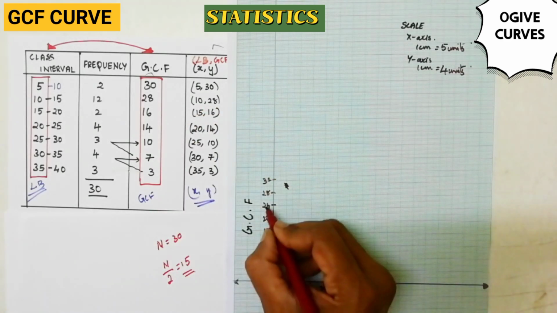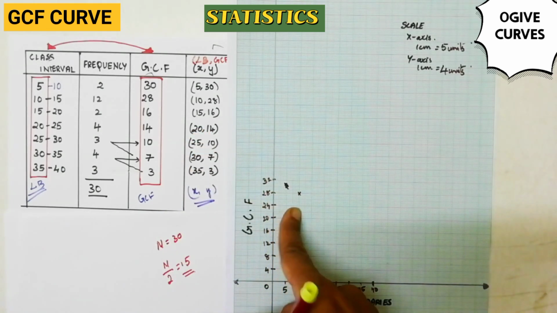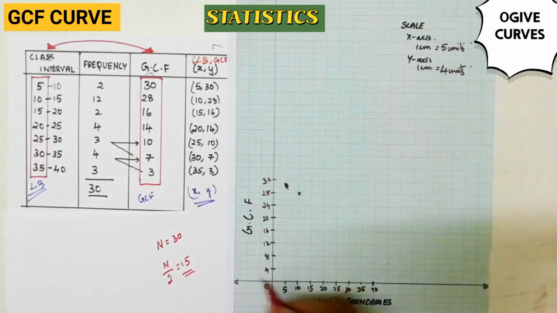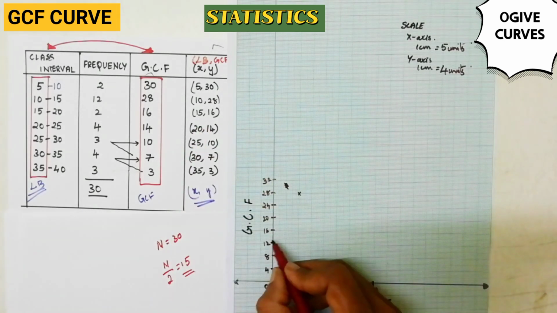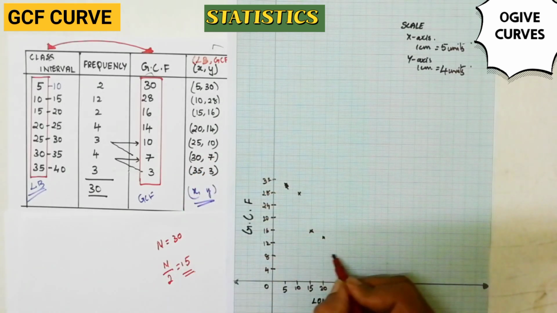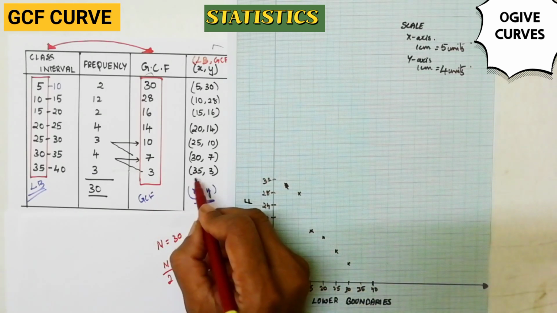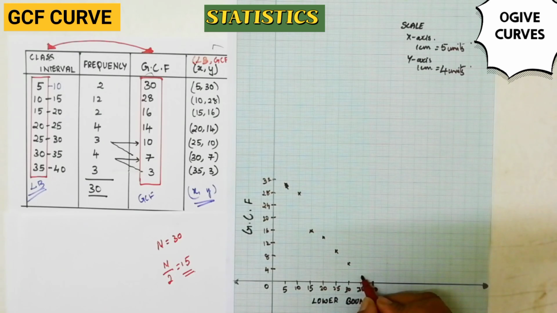10, 28. 10, 28 is here. A small x-axis neatness has to be maintained in the graph sheet. 15, 16. So 15 here, 16 is here. 20, 14. 20, 14 lies here in between these two. 25, 10. So 25 here. 10 will be lying between 8 and 12. So take it here. 37. 30 is here. 7 will be lying between these two. 35, 3. 35, 3 is here.